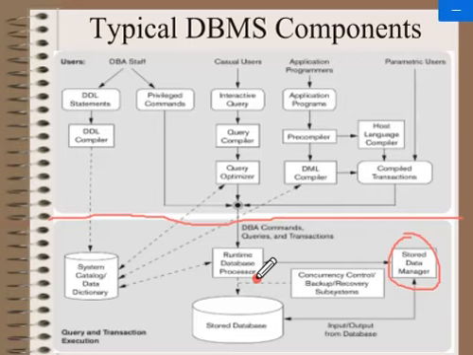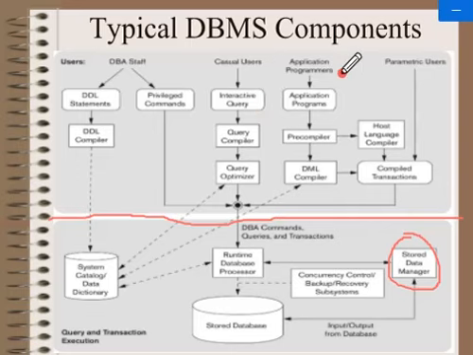Let us see here the DBA staff and the casual users, who work with interactive interfaces. Here it is written interactive query. Interactive interfaces means they will be supplying a command and getting the response. Like I will search for some information, I type it in, then I get the result. Casual users will be using the interactive interface to get the response for their queries.